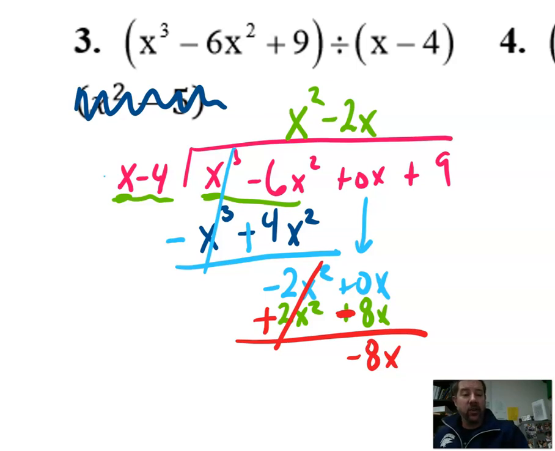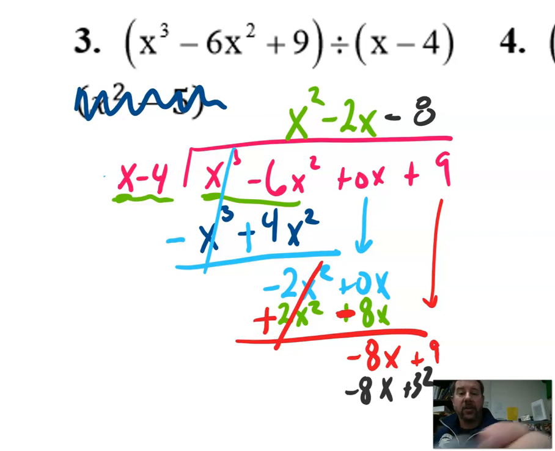And then again, I need to bring down plus 9. And now my last time of doing this, hey, x times what gives me negative 8x? Minus 8, again, stacking like terms. Negative 8 times x minus 4 is negative 8x plus 32.